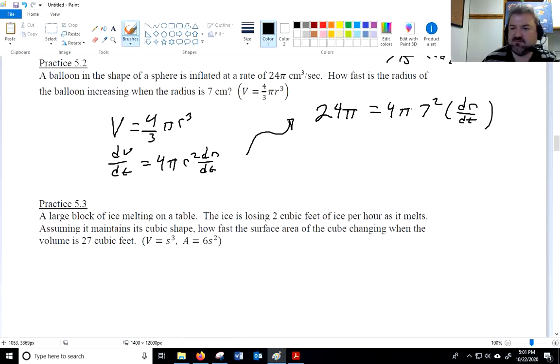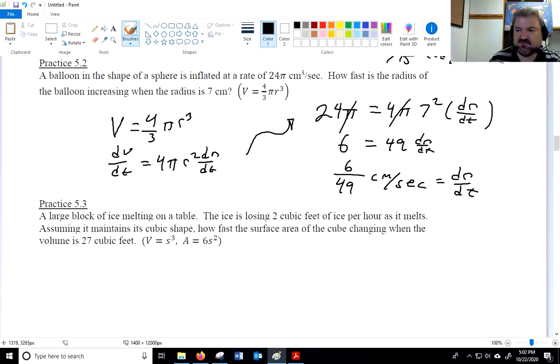Okay, so let's see here. Pi is going to cancel, and 24 divided by 4 is 6, and 7 squared is 49. So we'll just go ahead and divide that. 6 divided by 49 centimeters per second is the rate of change in the radius. Definitely increasing as you increase the balloon.